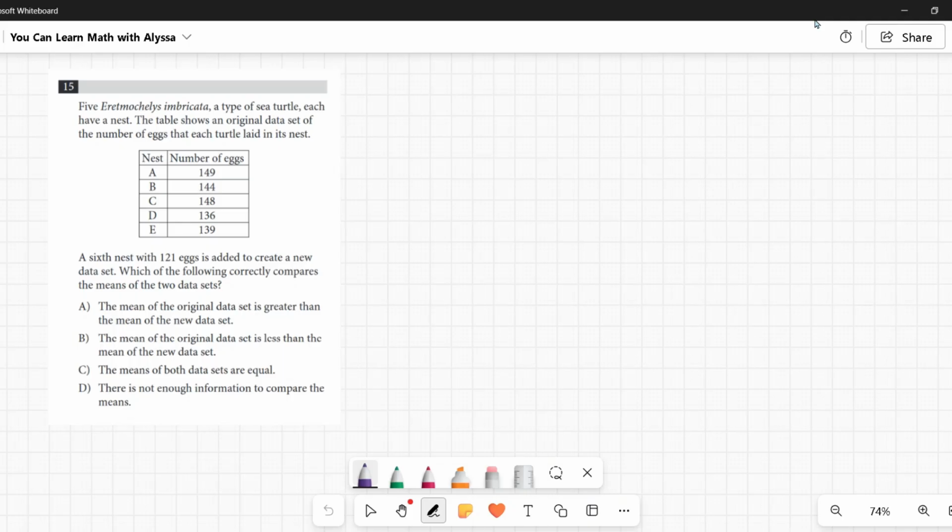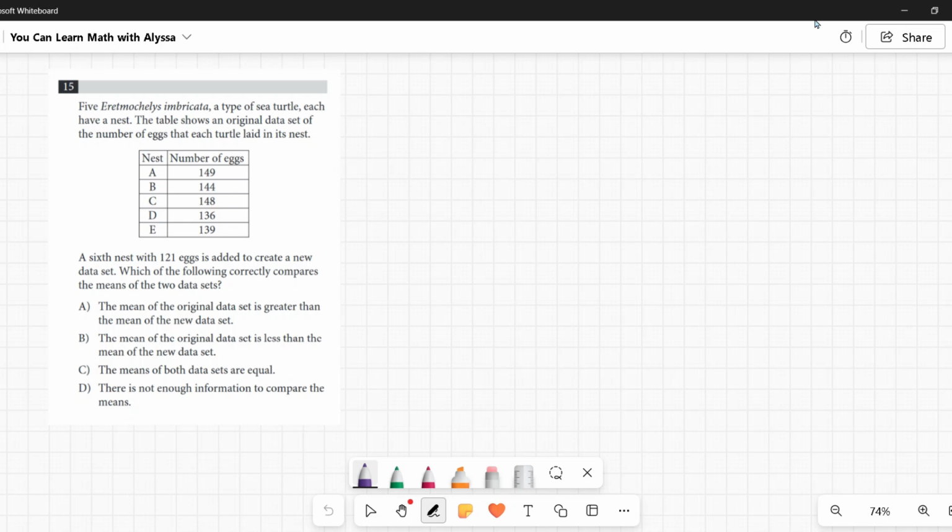Number 15. Five Eretmochelys imbricata, no clue if that's right, a type of sea turtle, each have a nest. The table shows an original data set of the number of eggs that each turtle laid in its nest. And we have this chart, A, B, C, D, E, and the number of eggs, okay? A sixth nest with 121 eggs is added to create a new data set. Which of the following correctly compares the means of the two data sets?